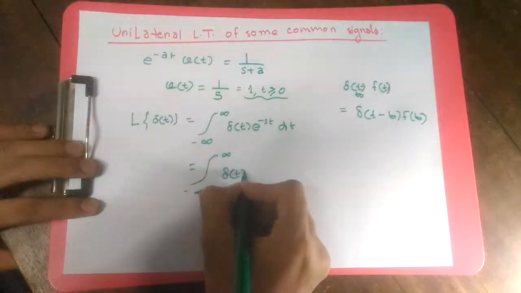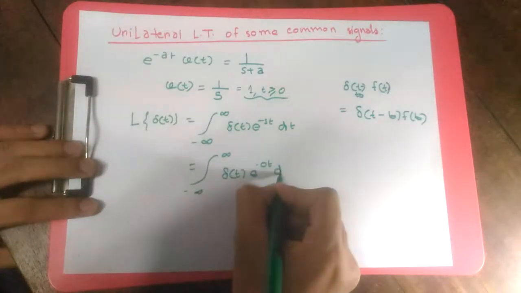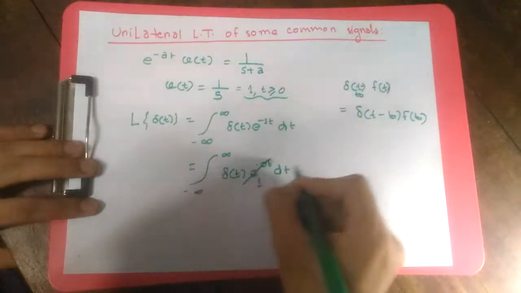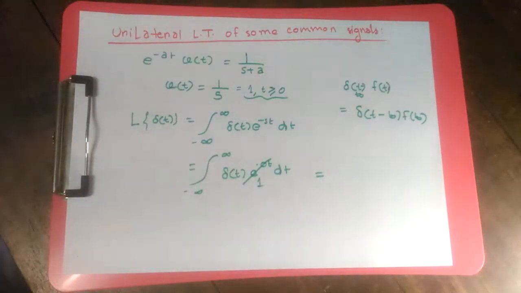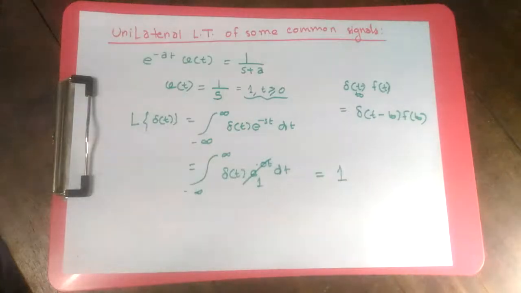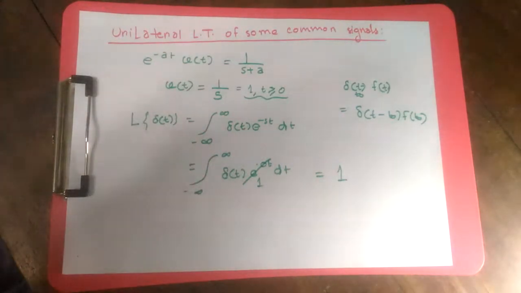Okay, so that's the property of evaluation we know. So it's going to be delta t e to the power minus 0 t dt, so that is simply 1, and delta t integrated from minus infinity to infinity is also 1, so the Laplace transformation of delta t is 1. Alright, you have to remember that.